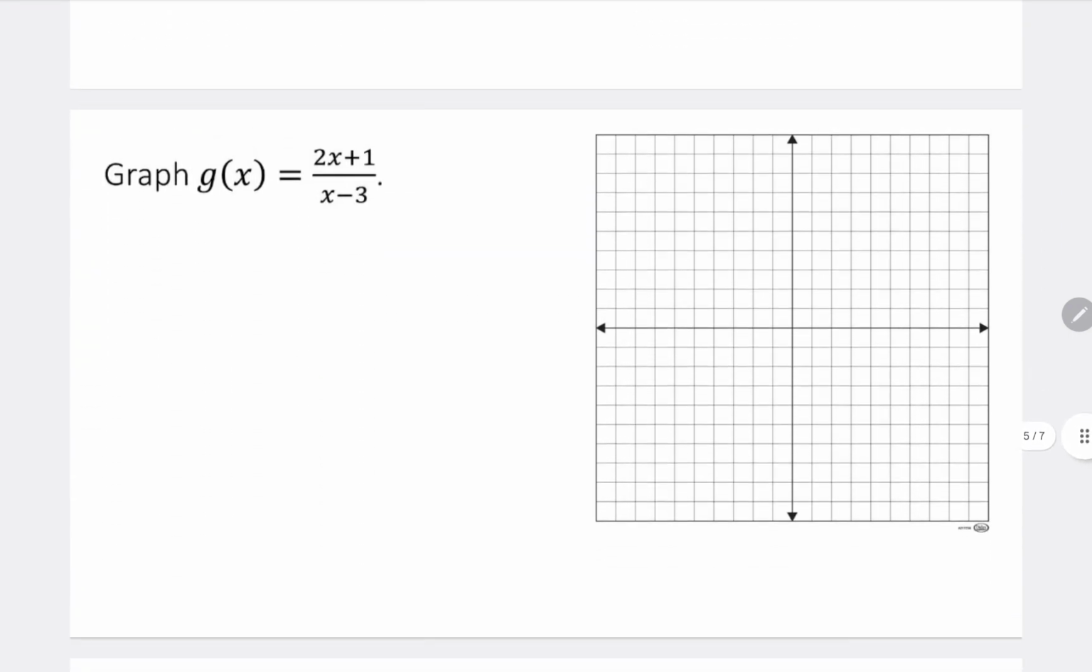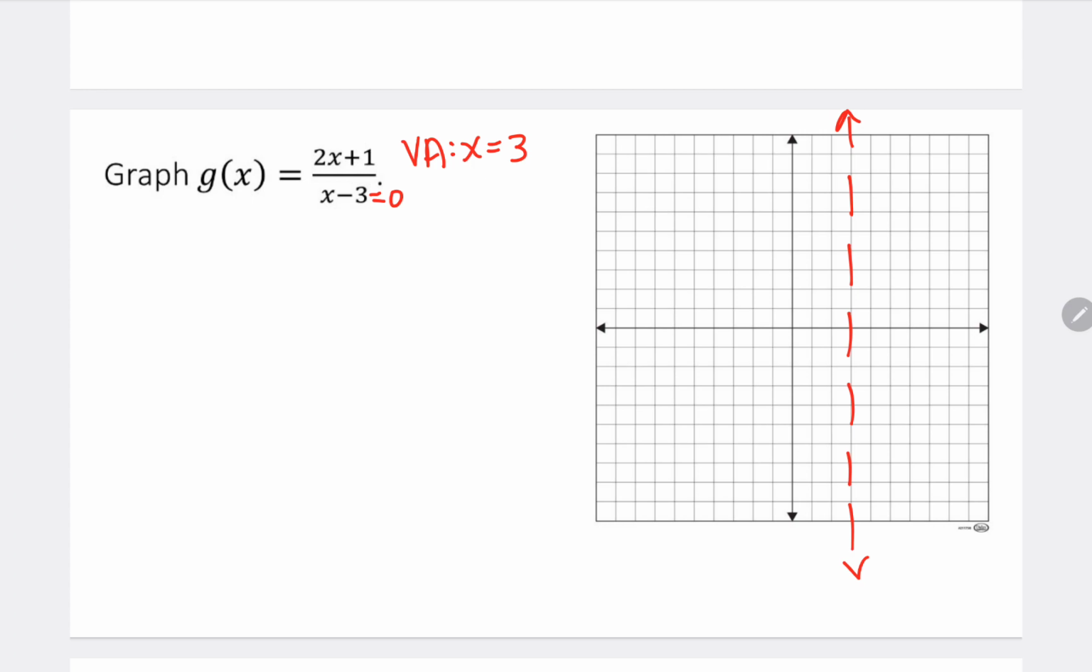Let's do some graphs next. So I always start by finding my asymptotes. I think that's helpful. So vertical asymptotes is what can x not be, what x value would make the denominator 0. So if I set this denominator equal to 0, I get a vertical asymptote at x equals 3. So on my graph, I'm going to go ahead and draw that in. And I know that my graph is not going to cross this line because x can never equal 3.